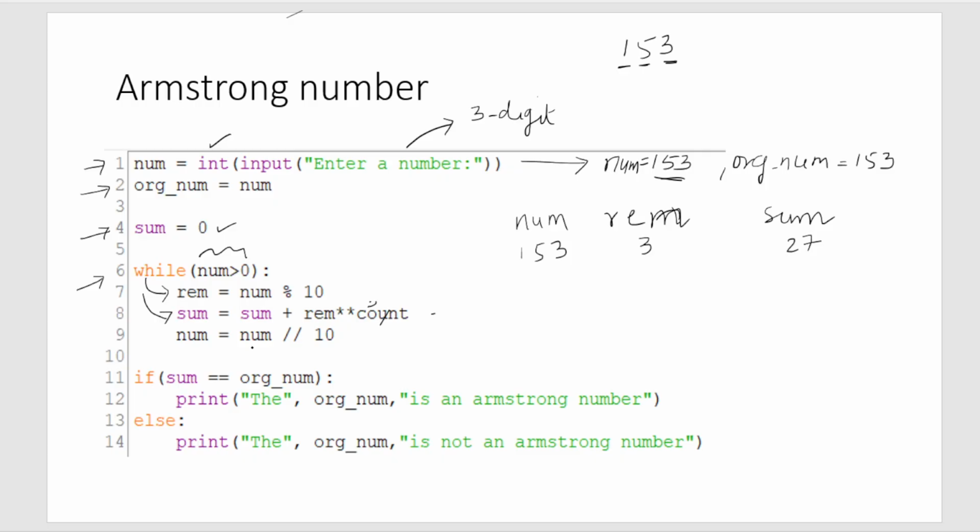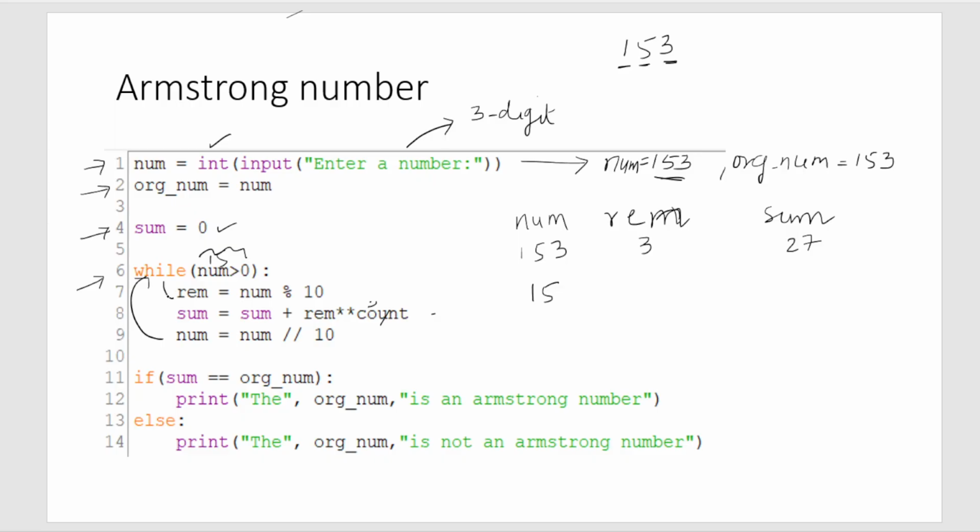The next time, in this line, after we have the sum, we change num to num divided by floor 10. Division by floor removes the last digit and keeps the new value of num as 15. Once these three things are done, the system will again go up to the while loop to check whether the condition is true or not. Now the value of num is 15, and 15 is more than 0.